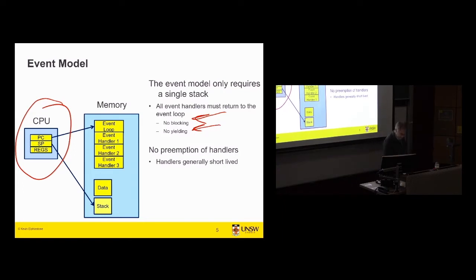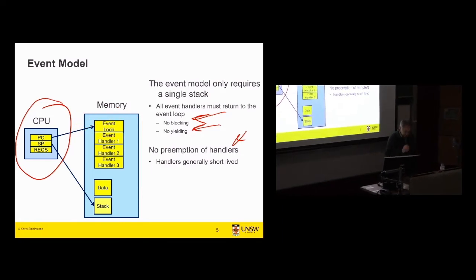Now, also no preemption of handlers. So we're not switching between multiple handlers running at the same time. We've just got a single handler and effectively a single thread of control that goes from the event loop into a handler, and then the handler goes back to the event loop, and then we may go to a different handler, which then goes back to the event loop, and so forth.